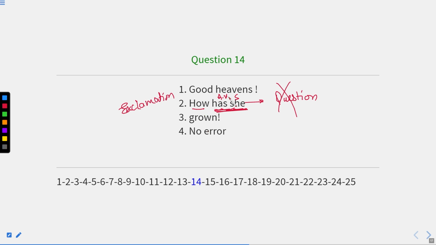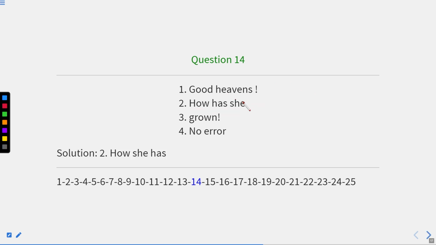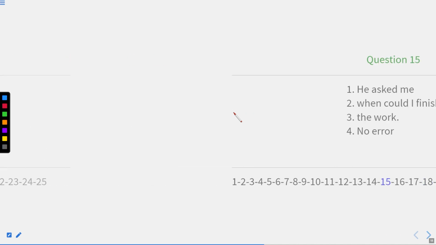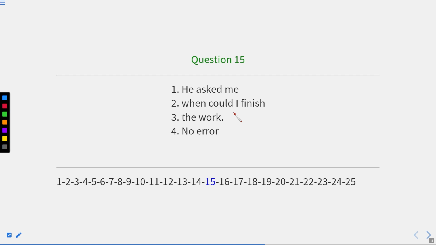It should be replaced with how she has grown. So the correct answer will be second, because the second part contains the error. This has she should be replaced with she has. So the correct sentence will be, good heavens, how she has grown. And second is the correct answer. Now let us move to the next one. This is question number 15 now.